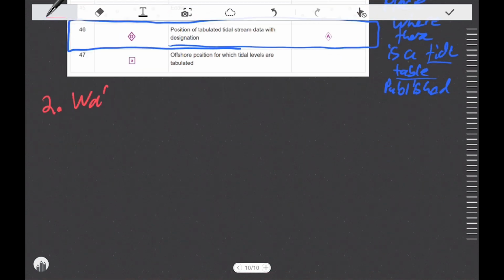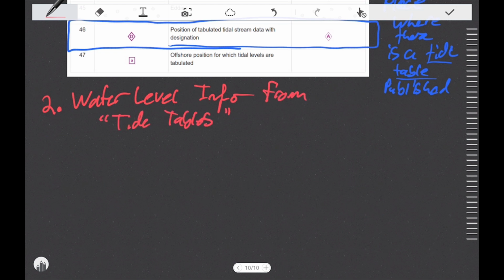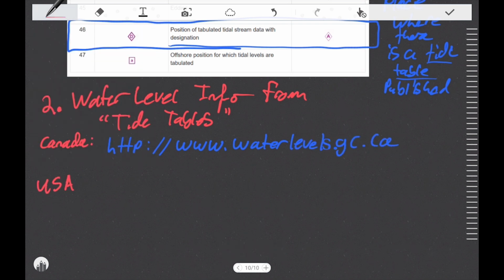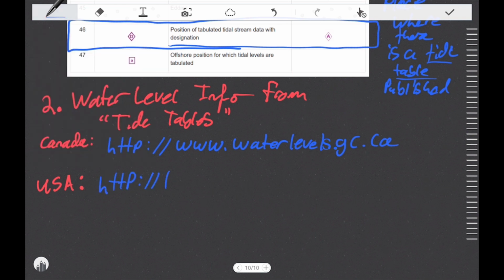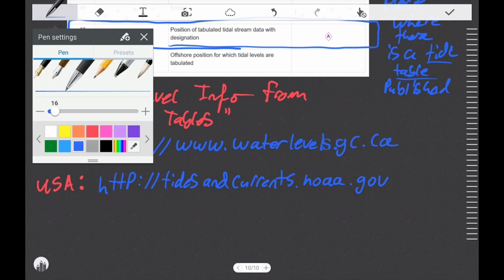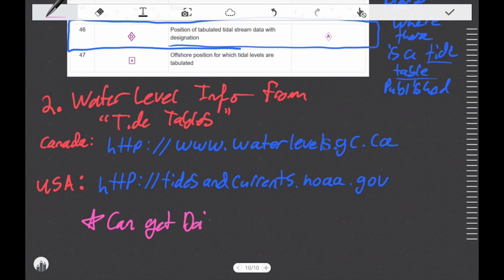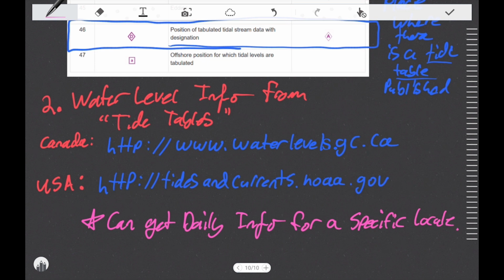The second place where we're going to look for tide information is in the tide tables themselves. This is where we get information on the water levels. In Canada, we can find the tide tables at www.waterlevel.gc.ca, and in the United States, we can find it on tidesandcurrent.noaa.gov. On both of these sites, we can get daily information for a specific locale. Unfortunately, in Canada, if you want the whole year's worth of data, you have to actually pay for it. I think it's free in the States. But at any rate, you can get daily information for free.